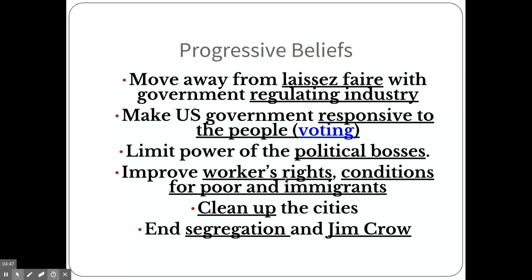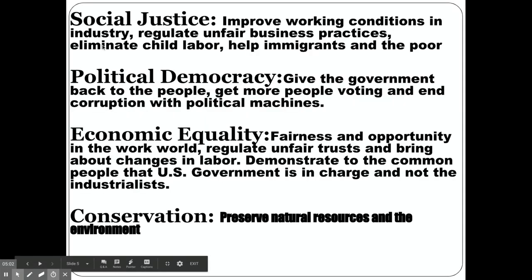Improve workers' rights and conditions for the poor and immigrants. Again, back to the problems we saw in the last slide. These were key. Clean up the cities. This is the sanitation idea. And end segregation and Jim Crow. And this is again about social justice and racial discrimination.